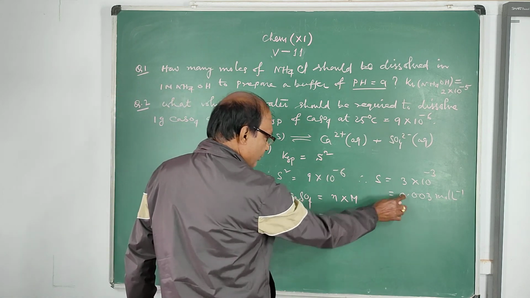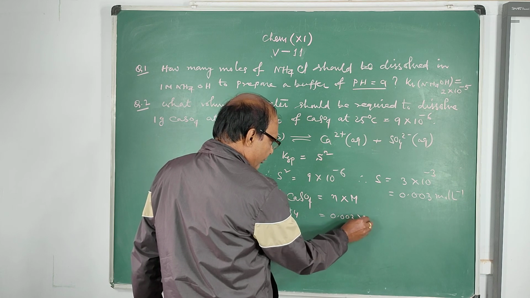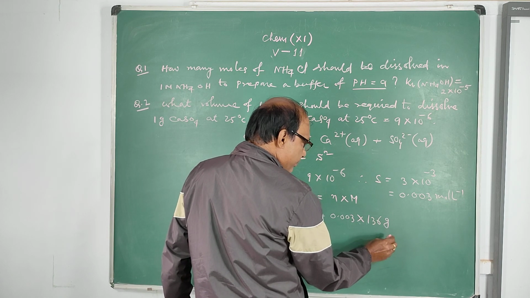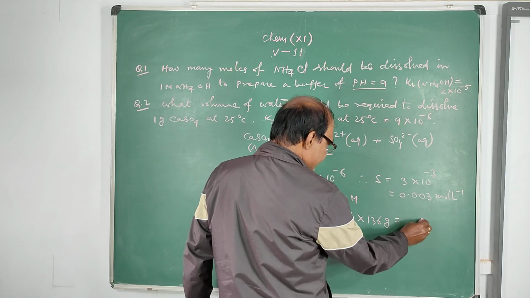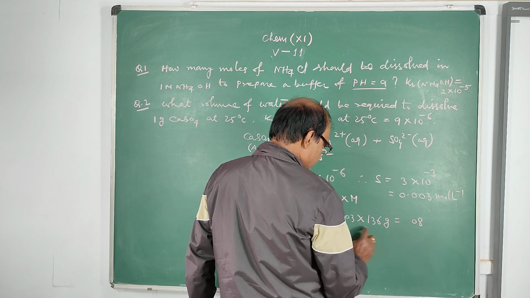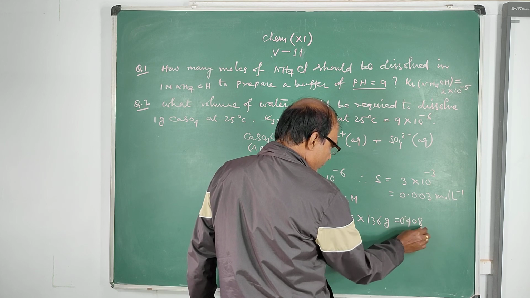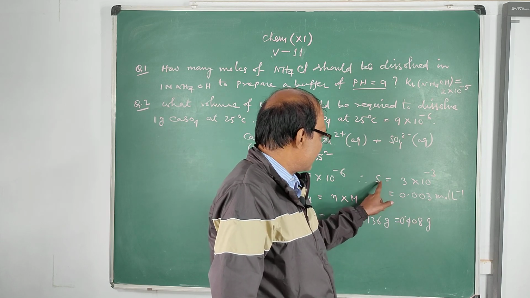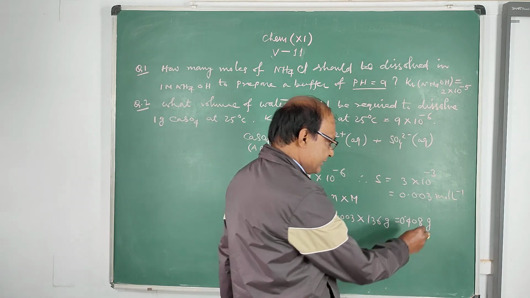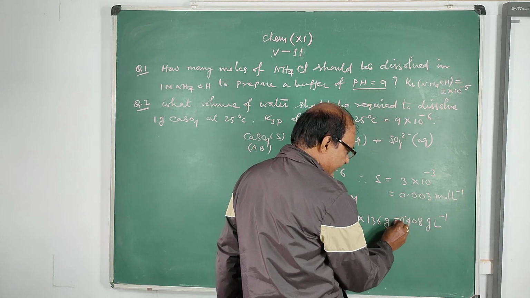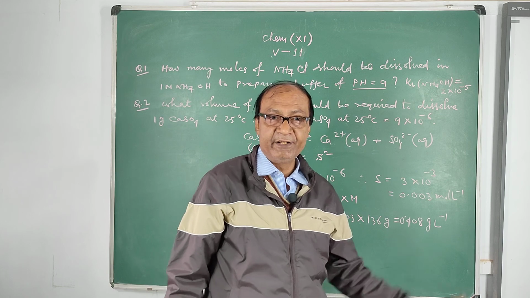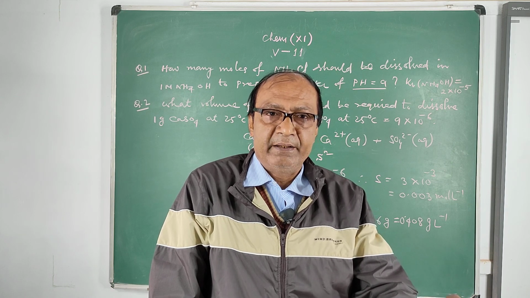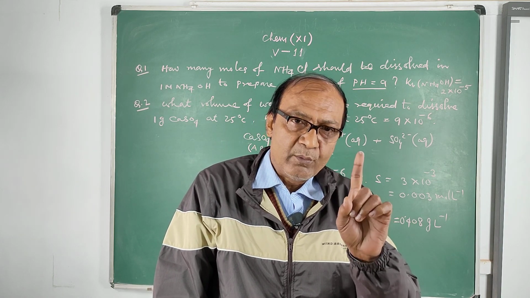Therefore, the weight equals 0.003 into the molar mass of calcium sulfate, 136 gram, which is 0.408 gram. So 0.408 gram of calcium sulfate will dissolve in 1 liter of solution. Its solubility says it. 0.408 gram calcium sulfate will dissolve in 1 liter to make 1 liter solution.